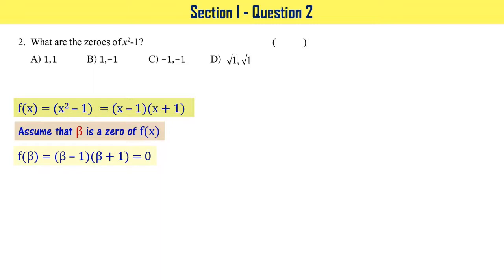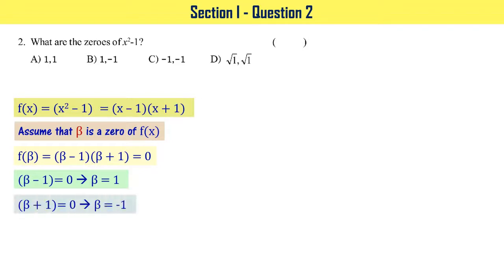This particular equation holds true when beta minus 1 equal to 0. It means beta is going to be 1. And when beta plus 1 equal to 0, it means beta is going to be minus 1, right? So 1 and minus 1 are the zeros of f of x equal to x square minus 1. To answer the question, choice B is the answer. Let's go to the next question.